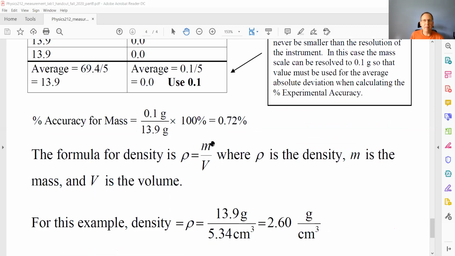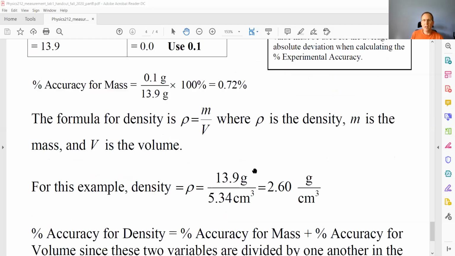Okay, now that I have my average mass and my average volume from above, I can compute the density, right? So the density is going to be mass divided by volume. In this case, I get 2.6 grams per centimeters cubed.